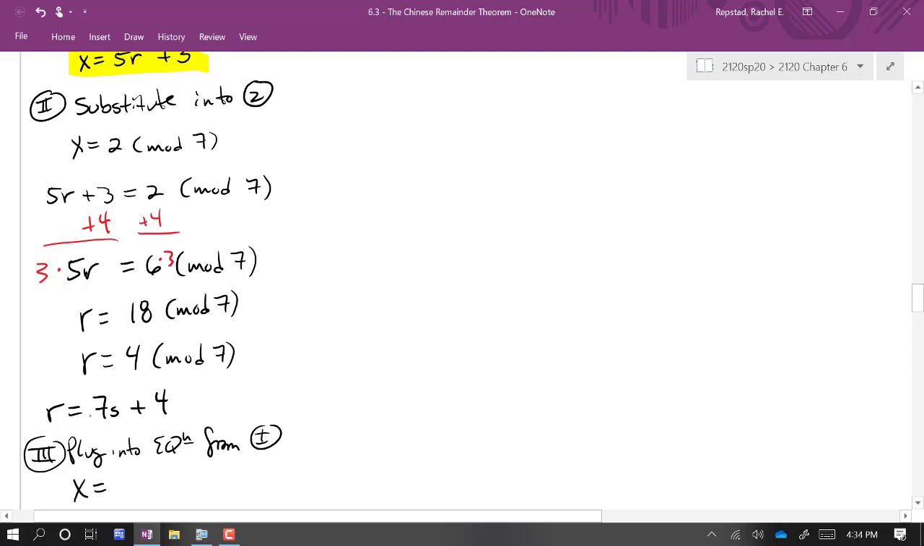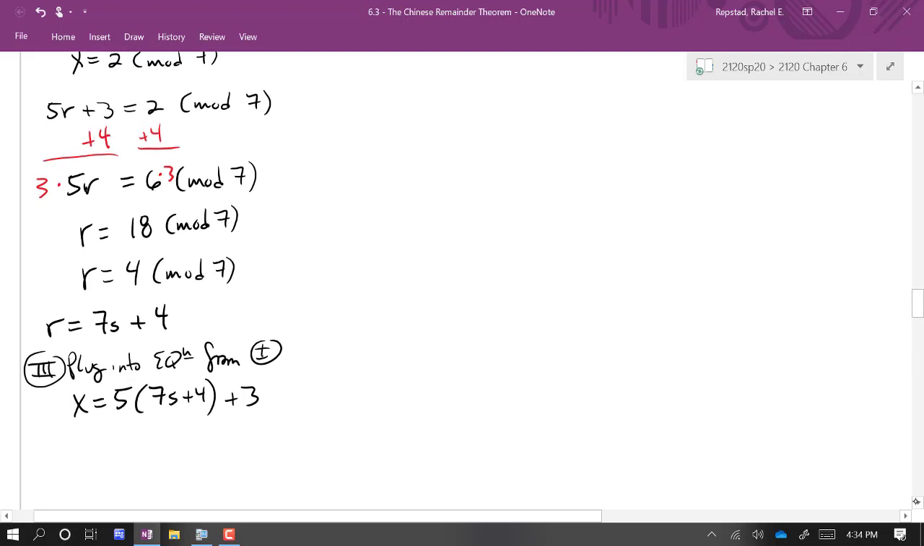So x is 5r plus 3, so that's 5 times 7s plus 4, plus 3. Distributing the 5, 35s plus 20 plus 3, so 35s plus 23.